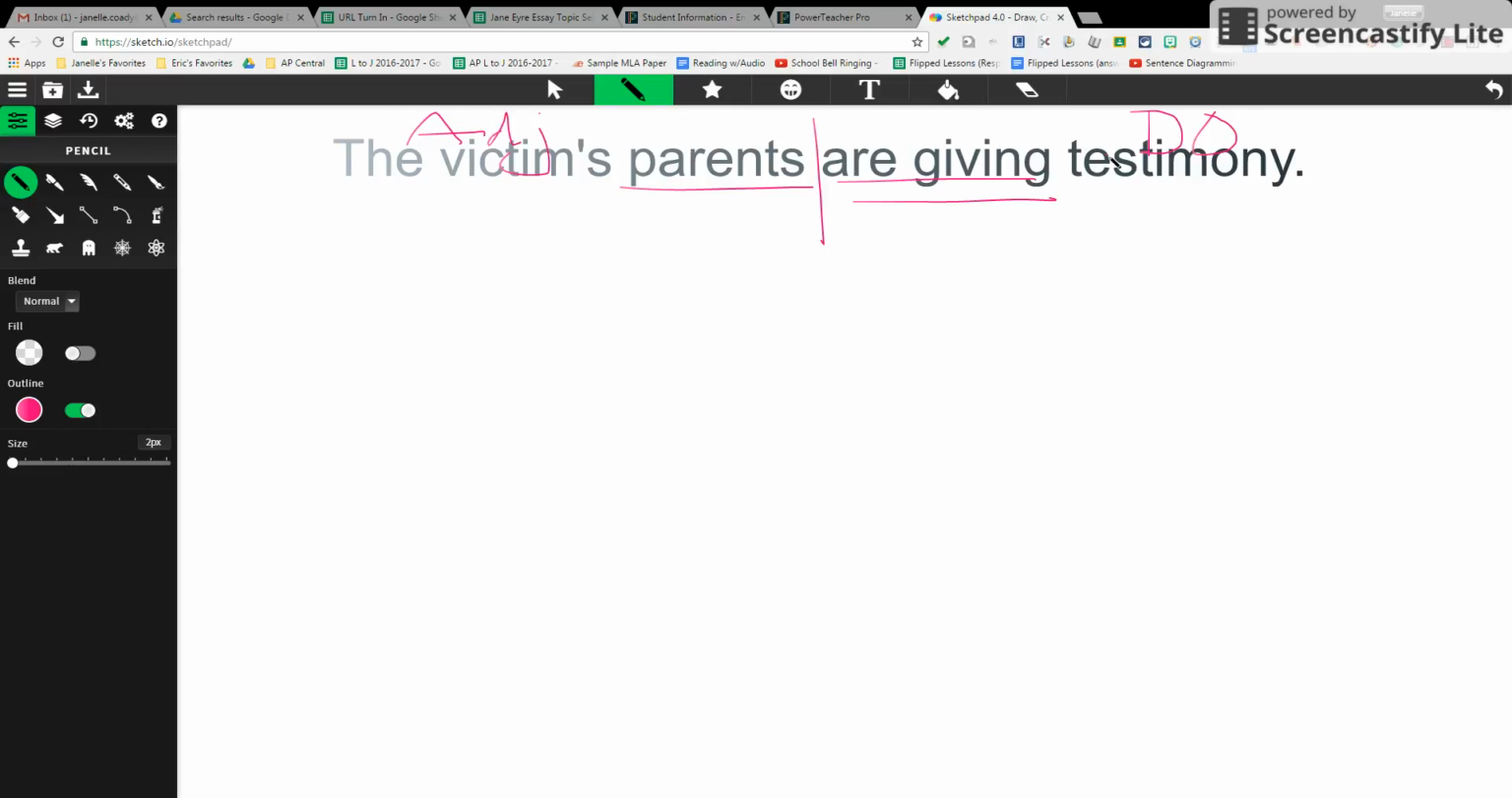They're giving what? Testimony. So if you remember back to the direct objects we did last time, you're going to mark it similar to the complements, only the line that's here is straight up and down. So you would have parents are giving testimony. Down below you would have the victim's. So you'd have are giving. That's the verb in two parts. The helping verb is are, and the action verb giving.